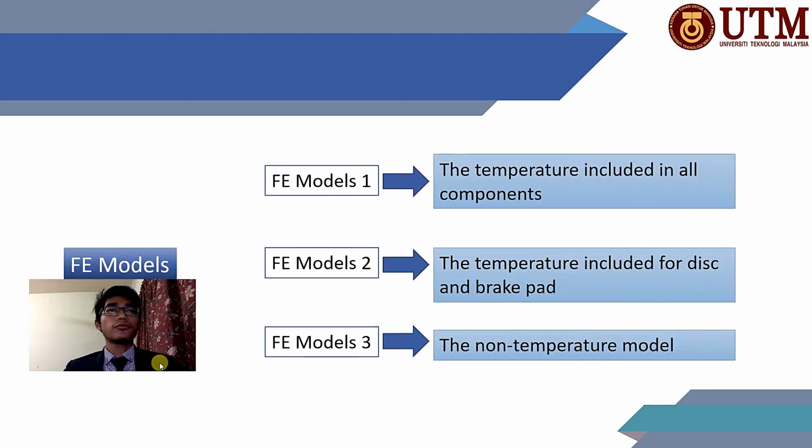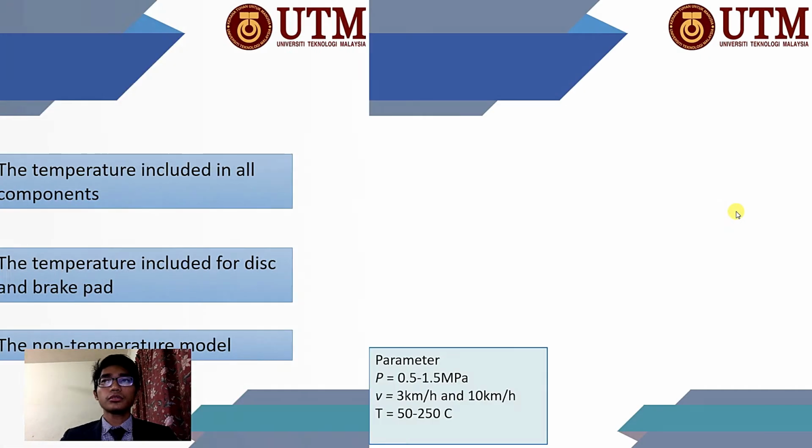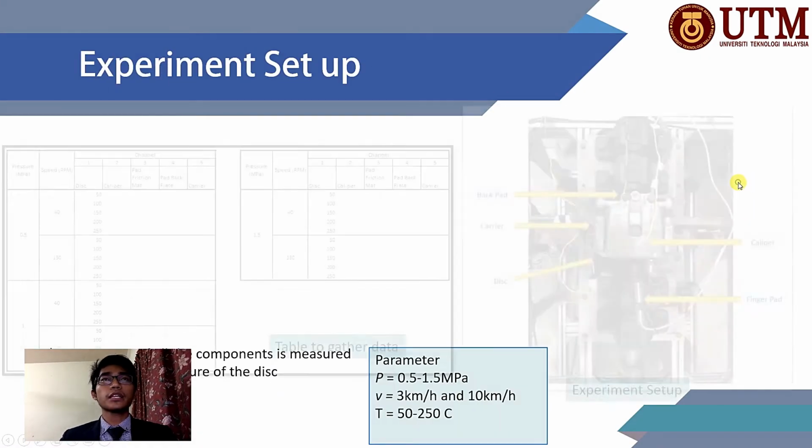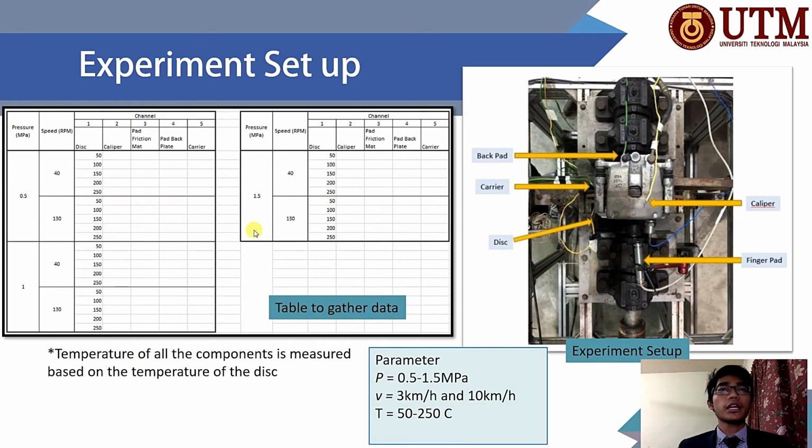Okay, for the finite element models, I divided the finite element model into 3 types of model. The first model is the temperature included in all of the components. The second model is the temperature included for disc and brake pad, and the third model is the non-temperature model. So, for the experimental setup, this is the table that I use to gather the data.